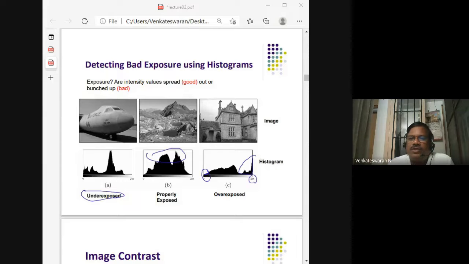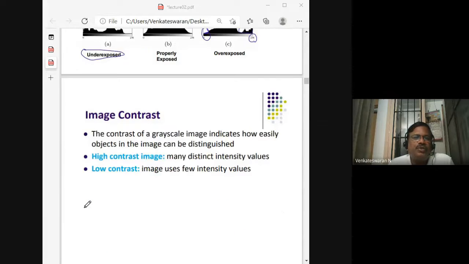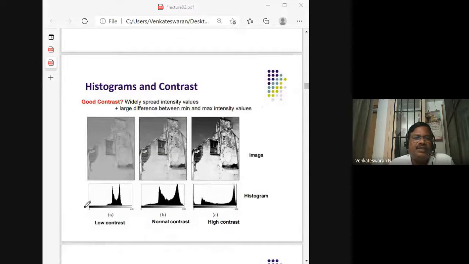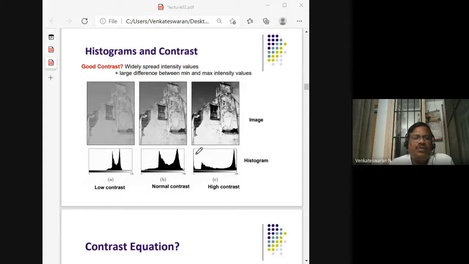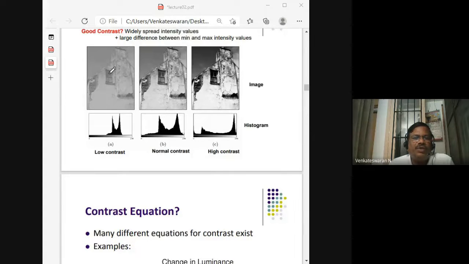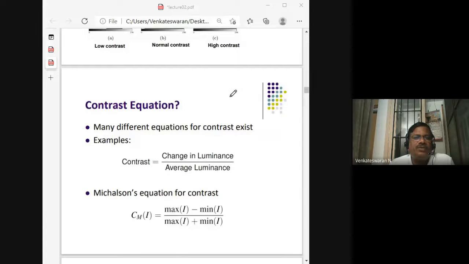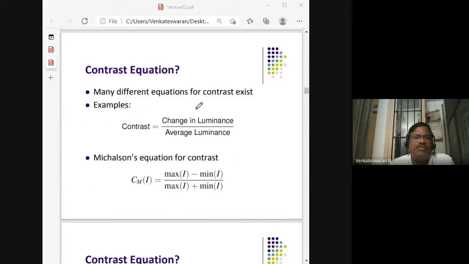The histogram distribution will tell you whether it is overexposed or underexposed. You can also see whether it is a high contrast or low contrast image. So look at the histograms of low contrast and high contrast images. We showed the image with normal contrast earlier, to see how we can develop a given image like this into another by doing some pixel manipulation. So you can improve the contrast.